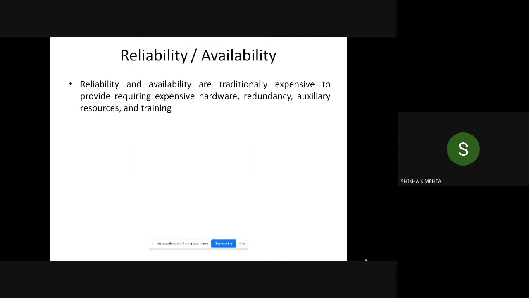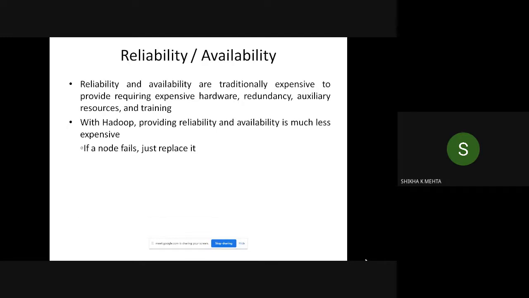Then how do they ensure the reliability? See, the reliability and the availability, they are two things. Can anybody tell me what is reliability? Yes? See, earlier, traditionally, it was very expensive because expensive hardware, redundancy, auxiliary resources, and a lot of training was required in order to handle this. See, reliability and availability are very less expensive when we are working with Hadoop.